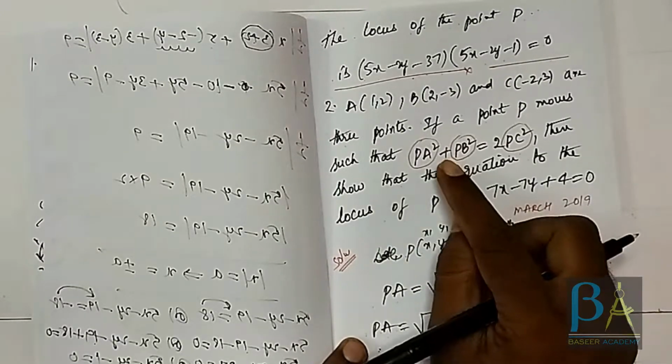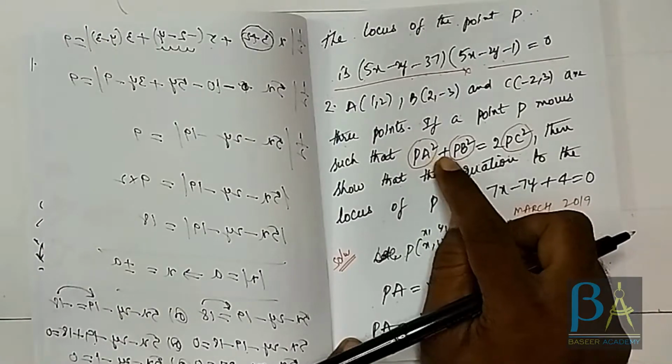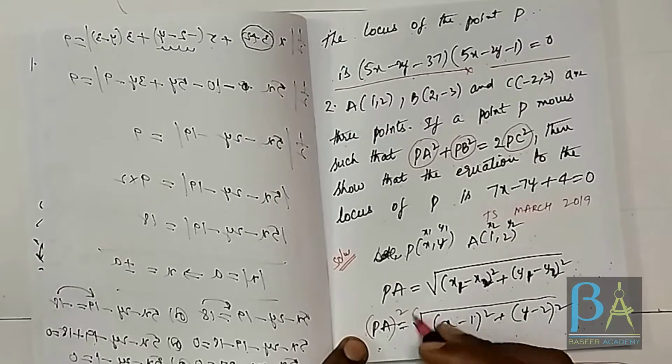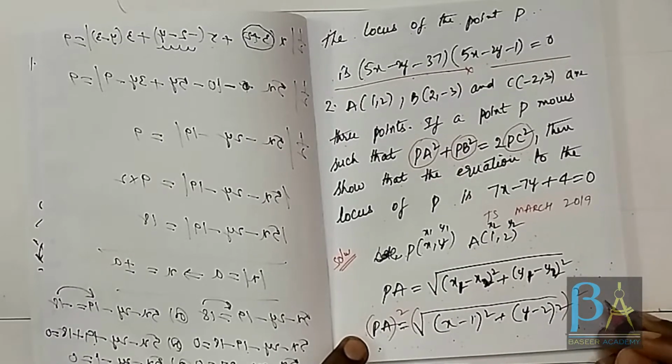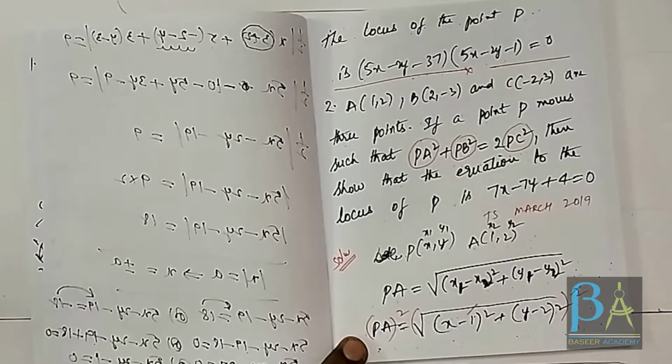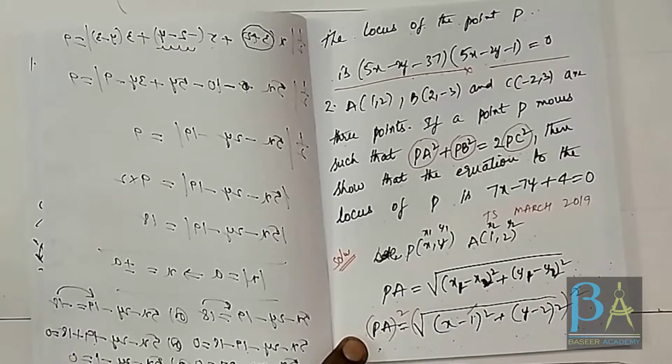Now, but I need to find out how much is PA square. So what do I need to do? I need to square on both sides. I need to square the left hand side and the right hand side. When I square the right hand side, the square and the square root cancel out. So you would see for yourself PA square is going to be just x minus 1 whole square plus y minus 2 whole square. So the under root vanishes.